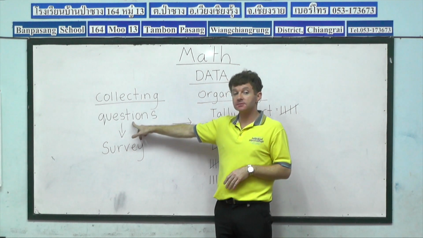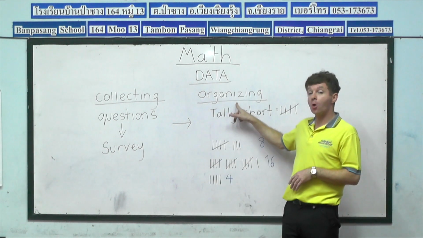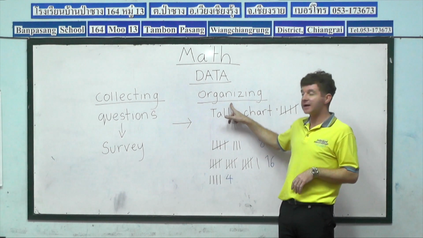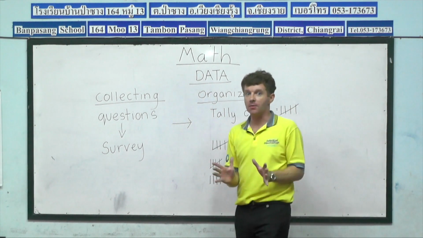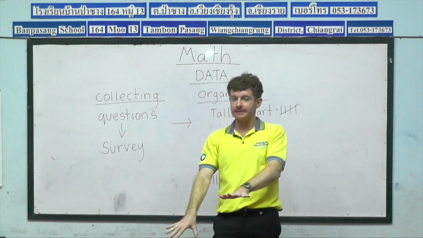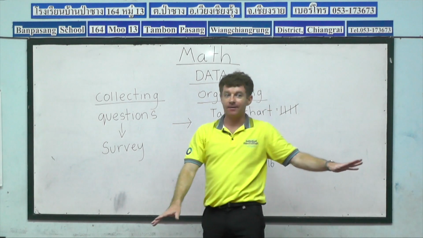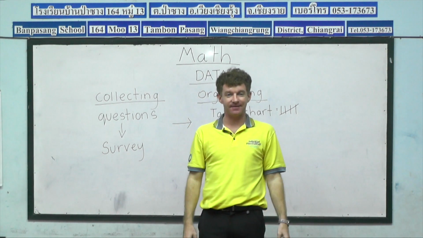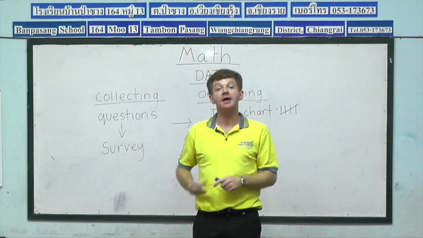Okay, so now we've learned about collecting data using questions and surveys. Then we learned about organizing data. And the most helpful way to organize our data is with tally charts. Okay, now it's time for the next step of the process. Collecting, organizing. Any ideas, guys? Begins with P. When we've got the data organized, presenting data. We need to prepare and present the data that we have collected and organized.